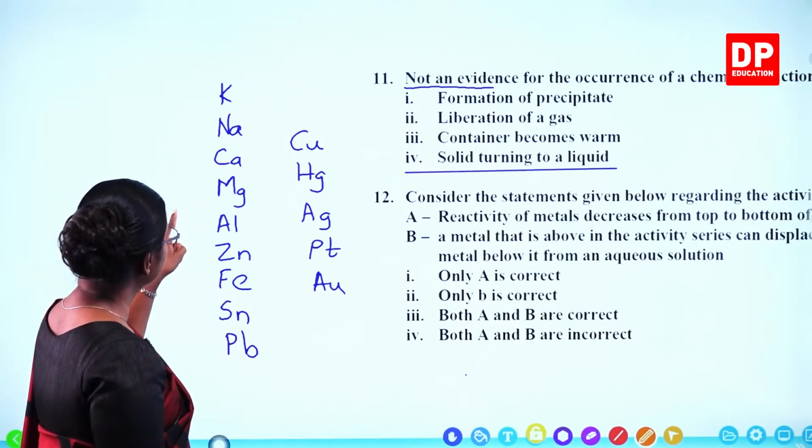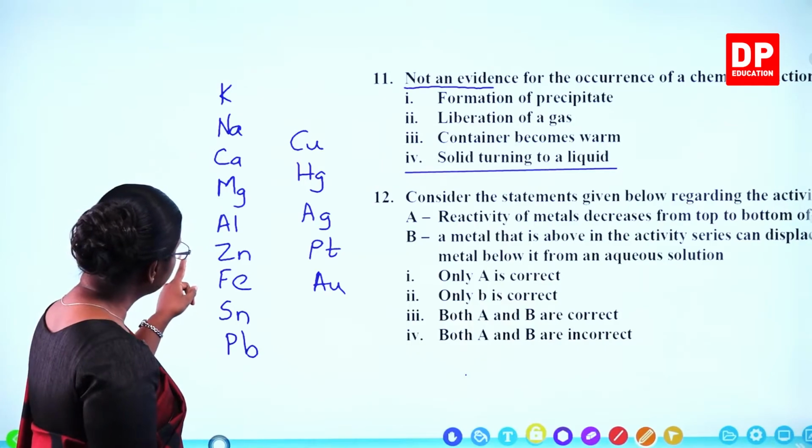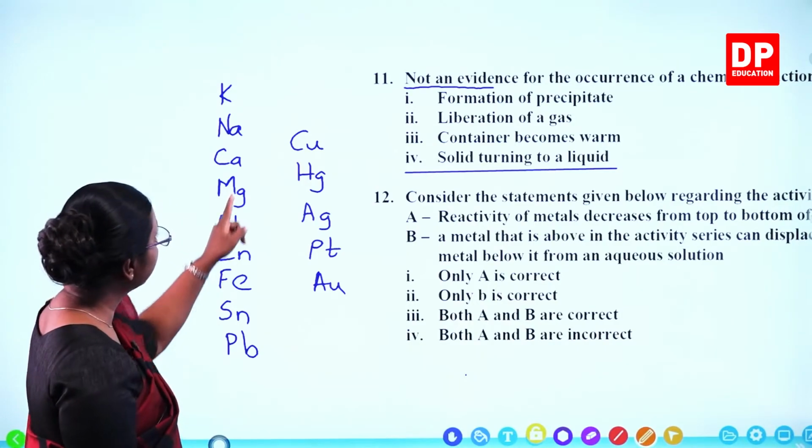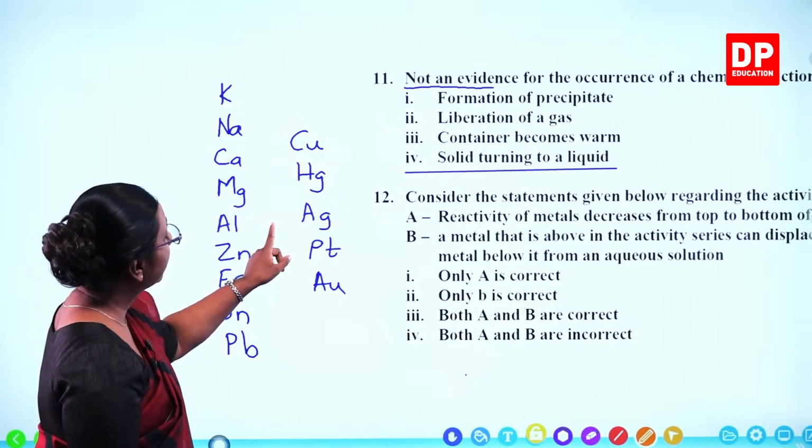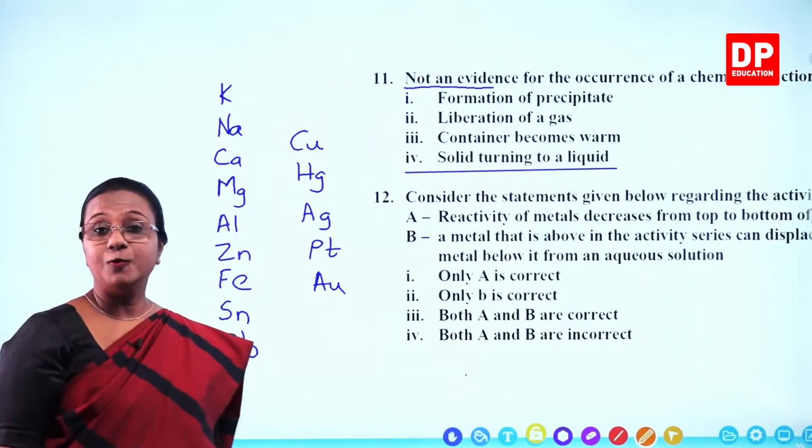Potassium, sodium, calcium, magnesium, aluminium, zinc, iron, tin, lead, copper, mercury, silver, platinum and gold.